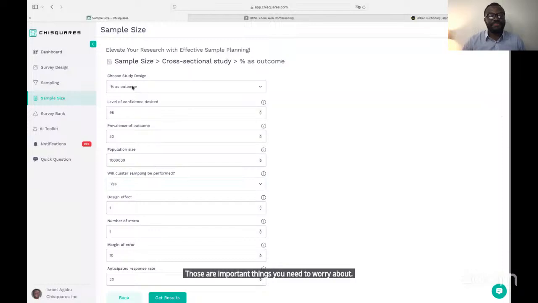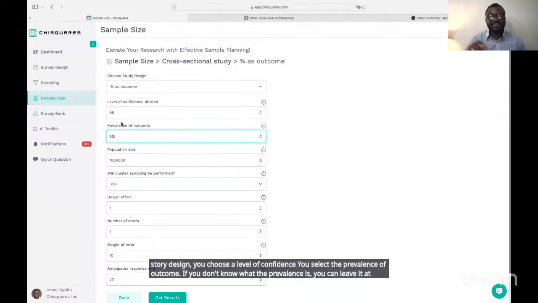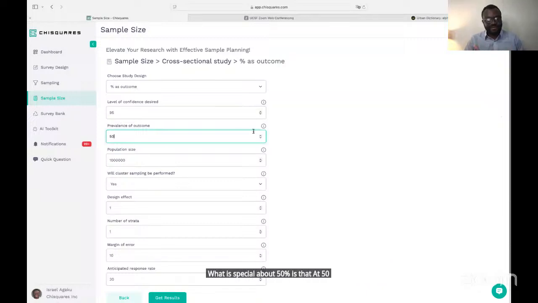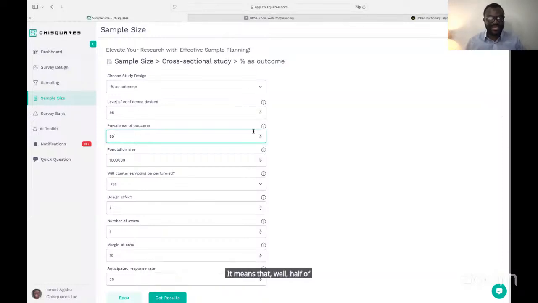So here, you choose the study design, you choose the level of confidence, you select the prevalence of the outcome. If you don't know what the prevalence is, you can leave it at 50%. What is special about 50% is that the binomial distribution assures us you're going to have the maximum polarity. Think of when we say a country is highly polarized: half of the country agrees on one thing and the other half disagrees on that very same thing. So when you have half in one direction and half in another, you have maximum variance, or maximum disagreement.